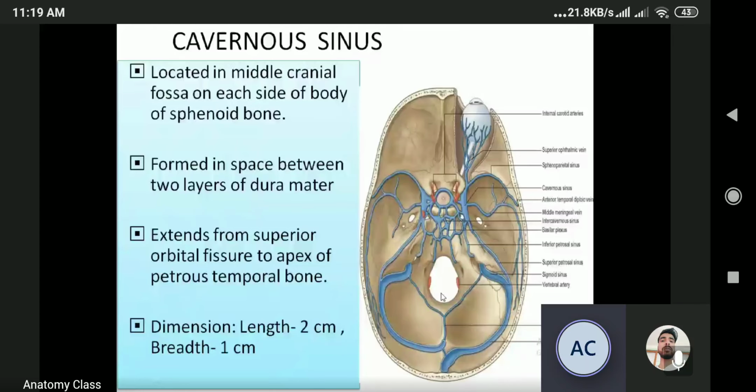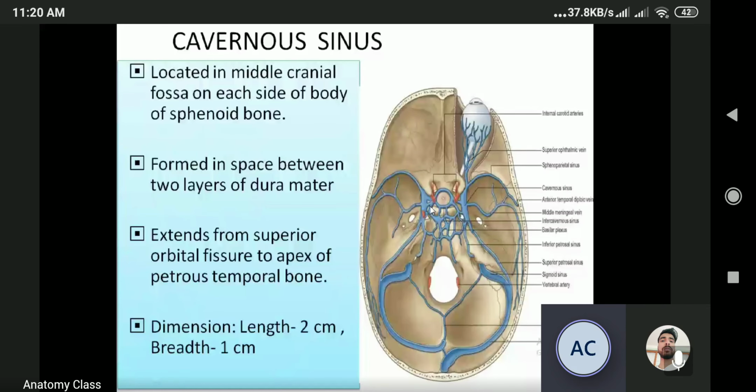And here, this is superior orbital fissure, and within middle cranial fossa, this large pyramidal shaped bone is known as petrous part of the temporal bone, and its apex is directed anterior. So talking about the extent of this cavernous sinus, it extends right from the superior orbital fissure anteriorly to the apex of the petrous part of temporal bone posteriorly. This is the anterior posterior limit or extent of the cavernous sinus. Measurement wise, it measures about 2 centimeter in length and about 1 centimeter in breadth.